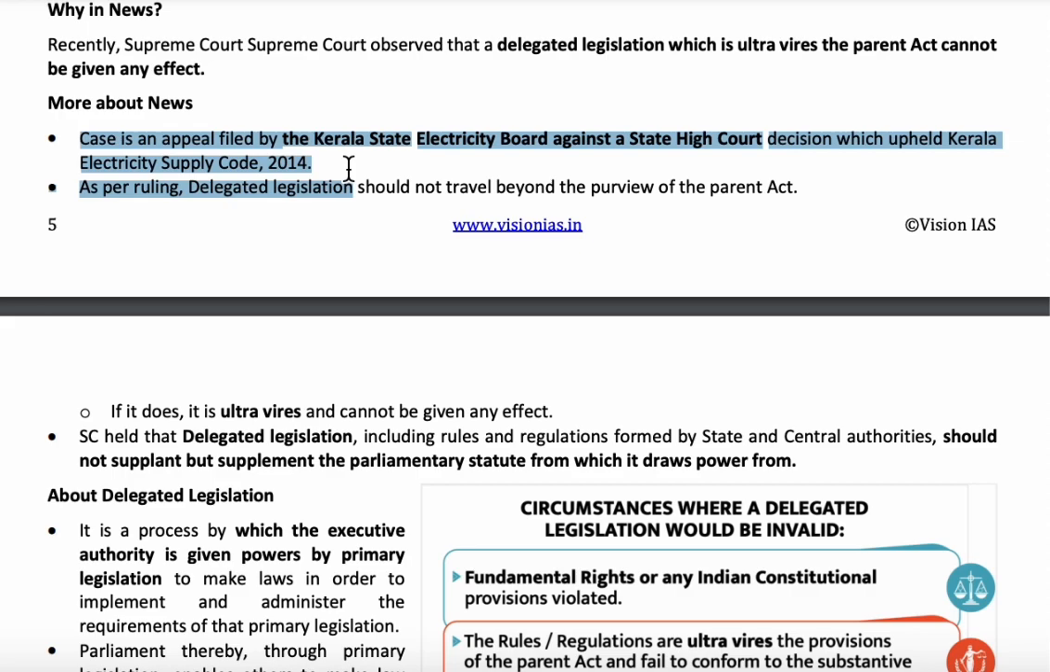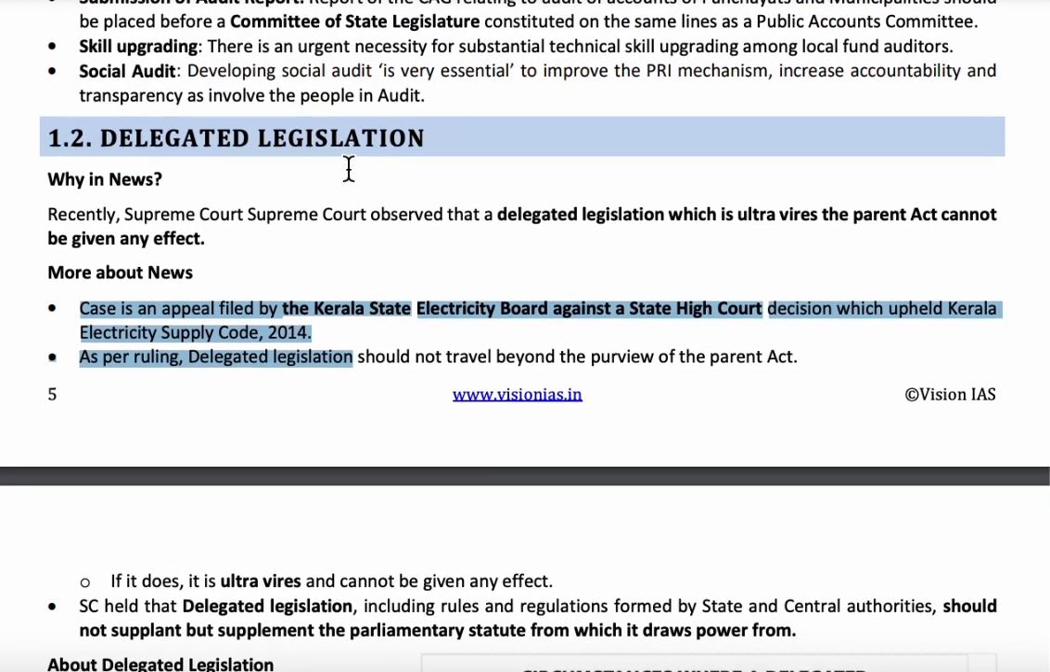So, to improve flexibility and to reduce the pressure on Parliament, delegated legislation was adopted, but it should not go beyond its powers or overrule the legislation. So, this is related to delegated legislation.